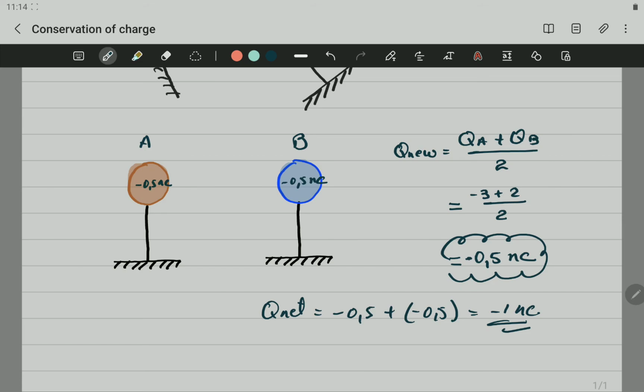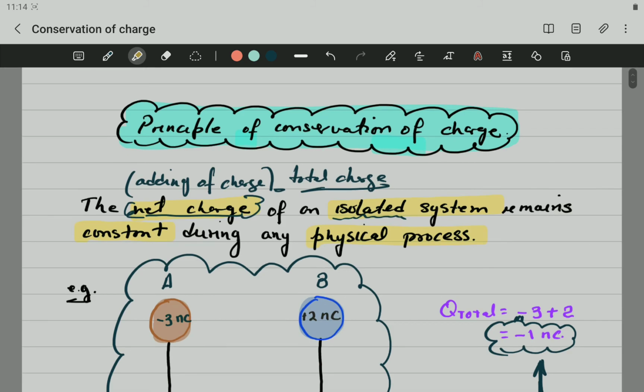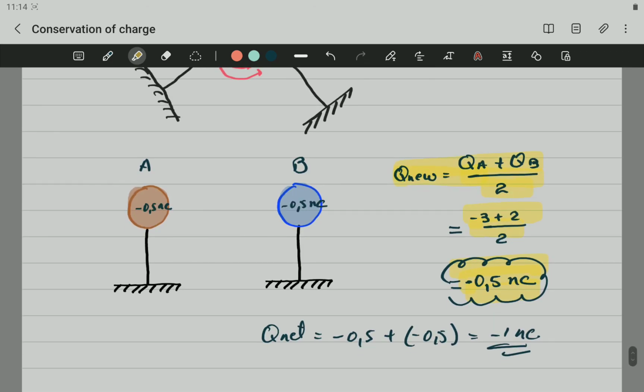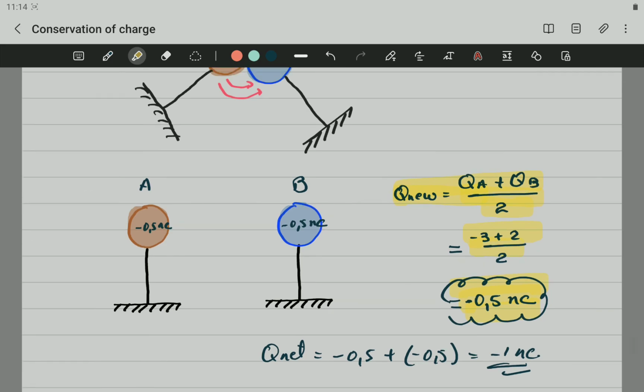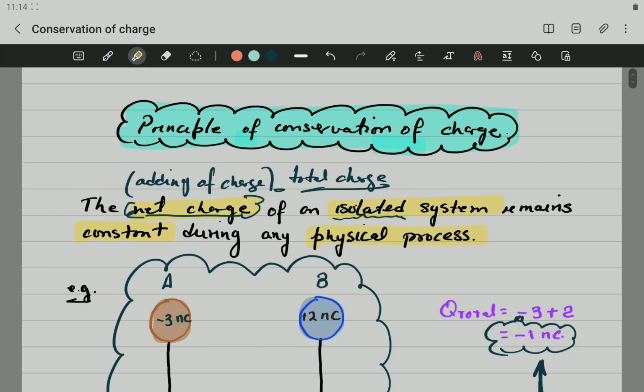So here you can see how to calculate the new charge on objects when they are in contact with each other. This is all about the principle of conservation of charge. The video is quite short. I hope you understand. Next time we'll go to charge quantization. It's a new topic, and this one is related. You need this one for quantization of charge. This is the way of calculating the new charge when we have two objects in touch with each other, and that is the principle of conservation of charge.